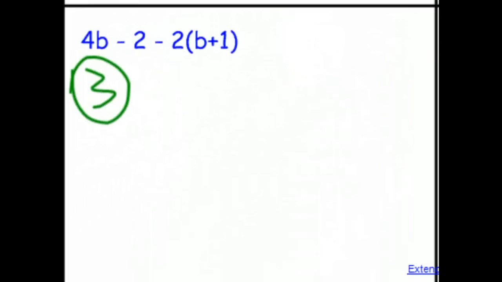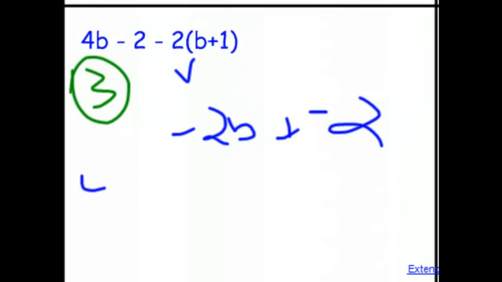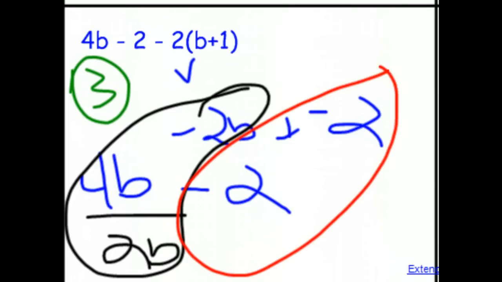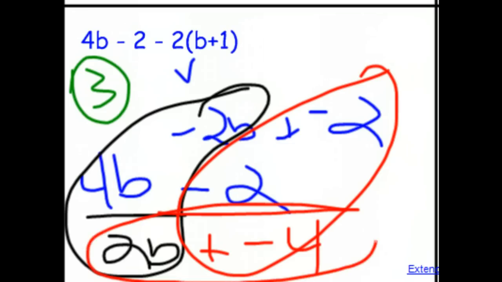Now number 3, our distributive property is at the end. 2 again is negative, so we have to remember that this is negative 2 times b plus negative 2 times 1. Then we have our 4b minus 2. 4b minus 2b. 4 minus 2 is a positive 2, so 2b. Negative 2 plus negative 2 is negative 4. Add all of these terms together and we get negative 2b plus 4.